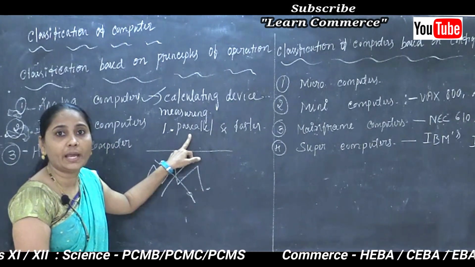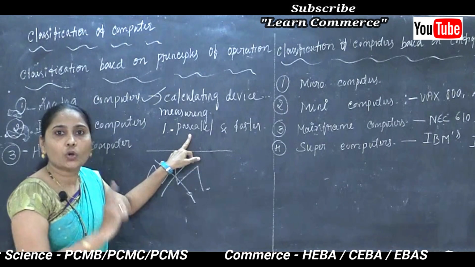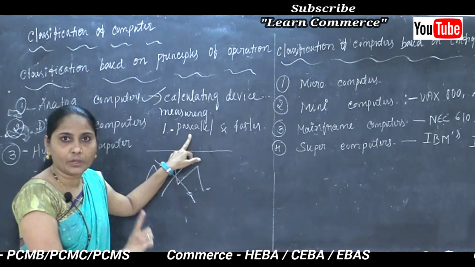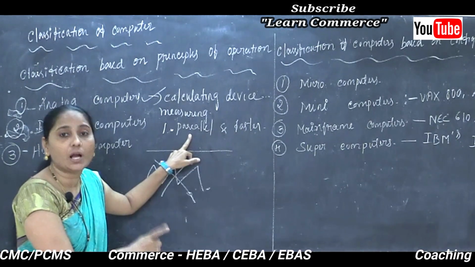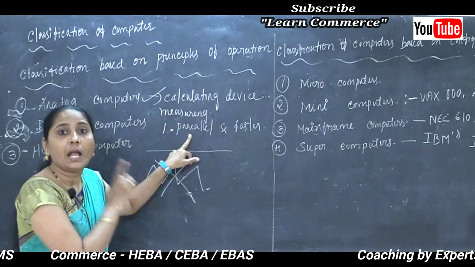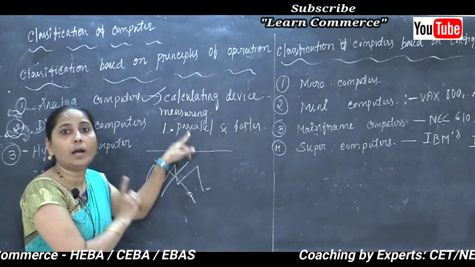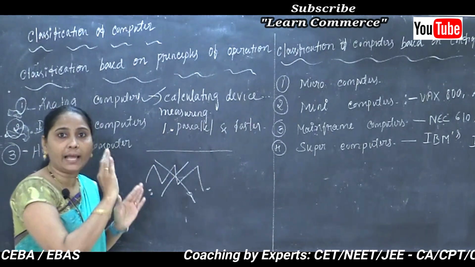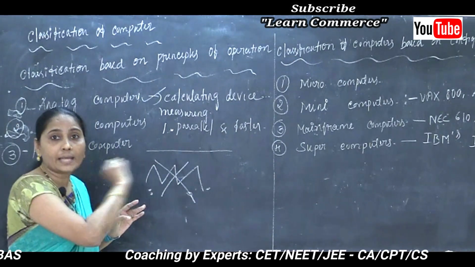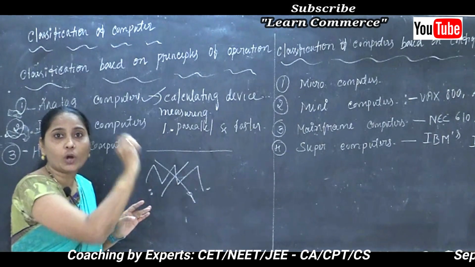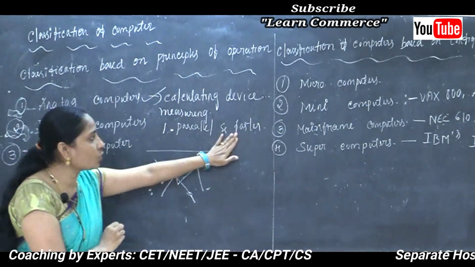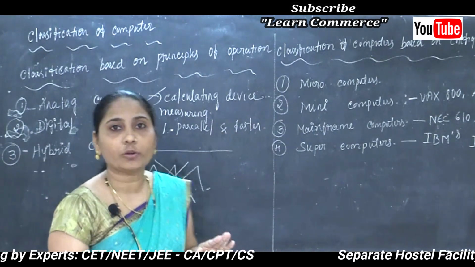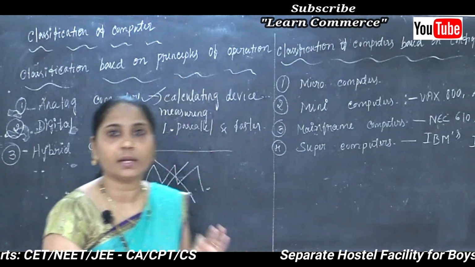P-A-R-A-L-L-E-L. So we can say analog computers are those computers where the calculations occur in a parallel manner. In one line only the calculation occurs in the same way. It does not go up and down, and it also performs the calculation in a faster manner, very quickly.